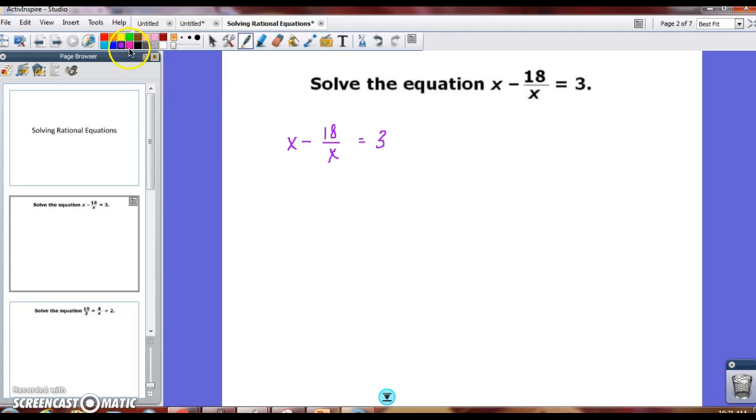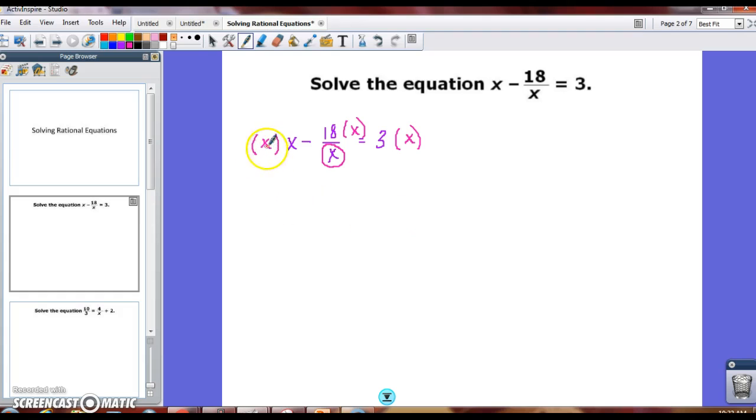In this case, my only denominator here is x. So I'm going to multiply every single term of my equation by x. Okay, so I'm going to multiply this by x. I'm going to multiply this by x. And I'm going to multiply this by x. I multiply every single term by x.